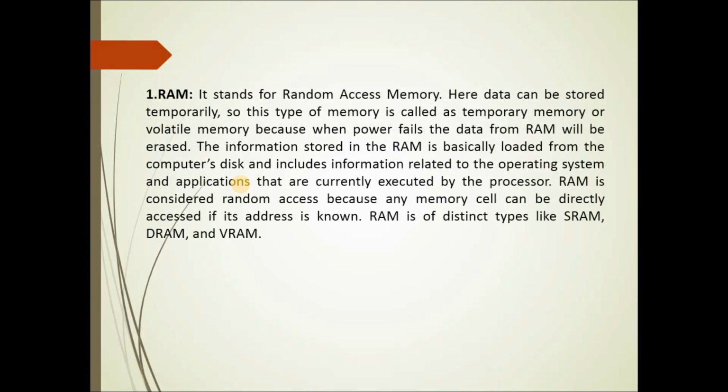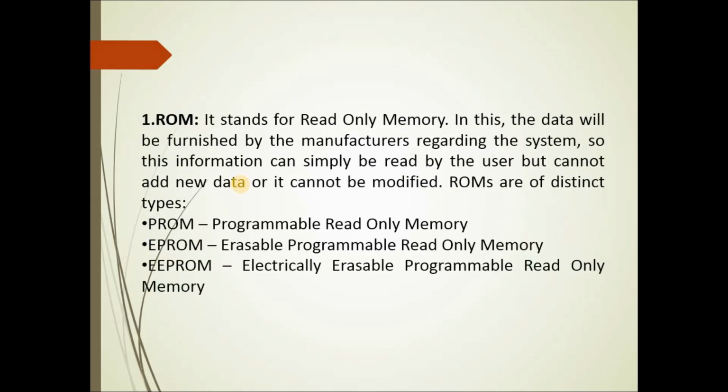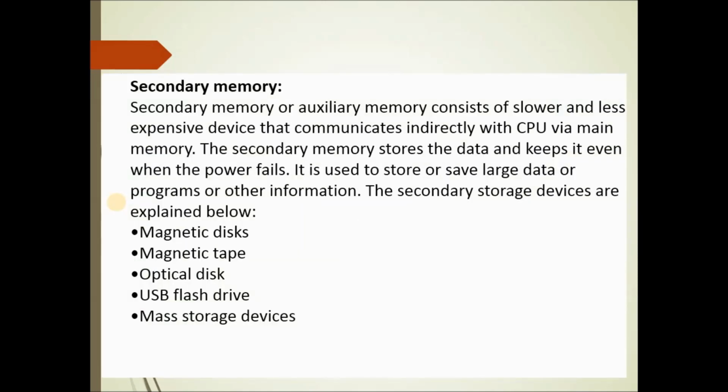So already we have discussed RAM. After that ROM is there. ROM we have also discussed, that is programmable read-only memory, EPROM, EEPROM. Okay, so after that, secondary memory. Secondary memory is the permanent memory, or you can say the storage of the computer system.